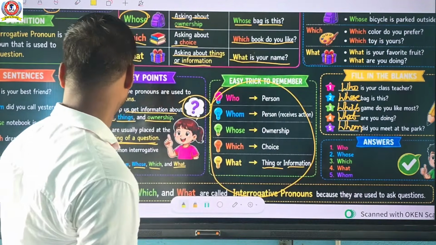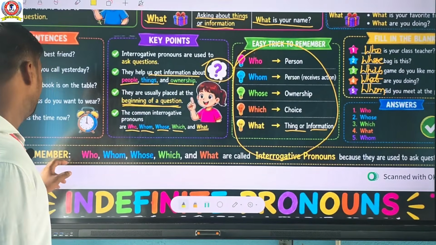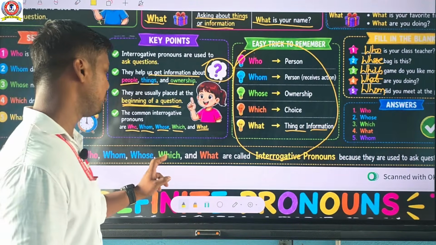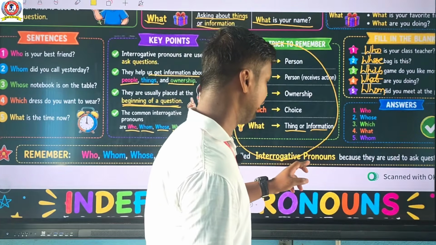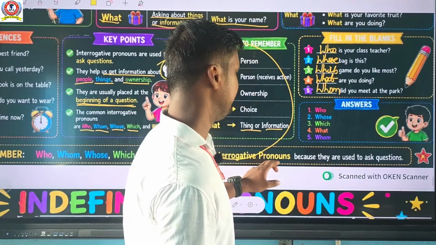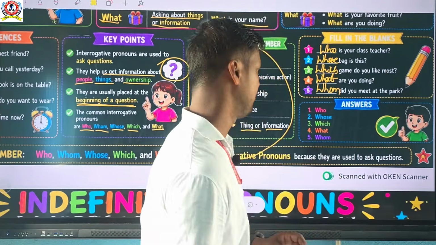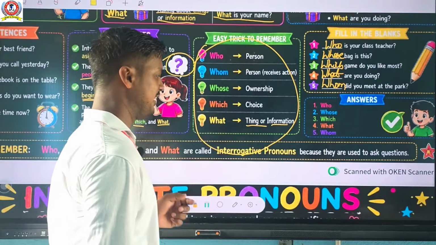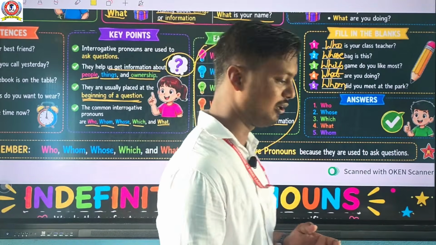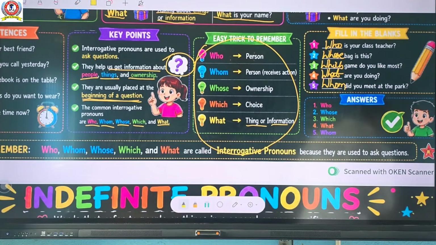Okay. Then remember please, who, whom, whose, which, and what are called interrogative pronouns because they are used to ask questions. Okay. Students, any doubt regarding interrogative pronouns? Okay.